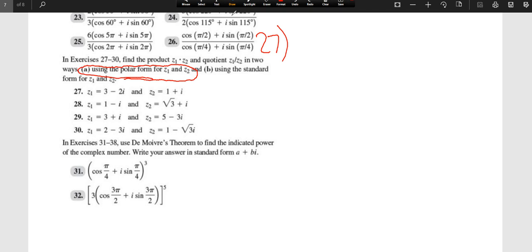Use the polar form. So we've got 3 minus 2i, and 1 plus i. What do we do with those? What form do we need them in order to multiply them? We need them both in polar form. So the most work you're going to have in this problem is changing them to polar form. You've got 3 and a minus 2i, and then you've got 1 plus i.